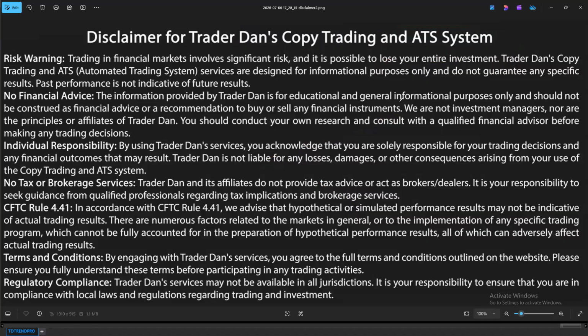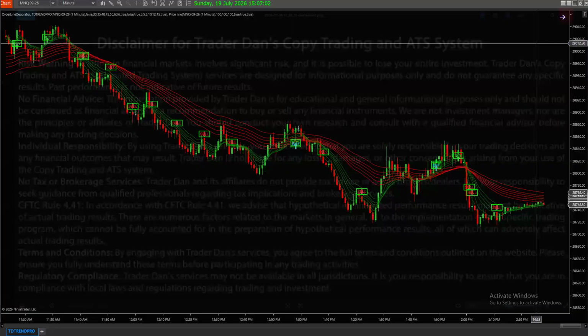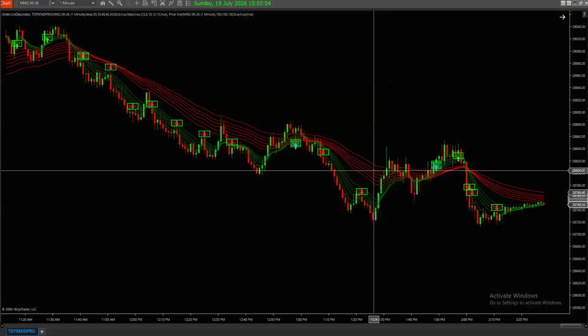So with that being said, let's go ahead and get started, guys. Here we are. What is the TD Trend Pro? Most traders lose because they're fighting the trend. So we developed the TD Trend Pro. It helps you see the direction, wait for the setups, and stop forcing bad trades. A pretty simple concept.